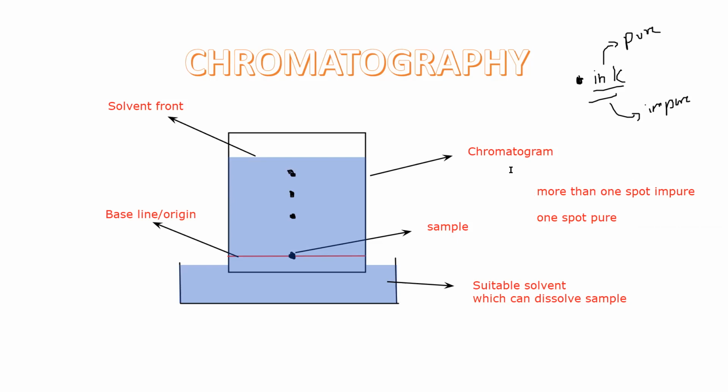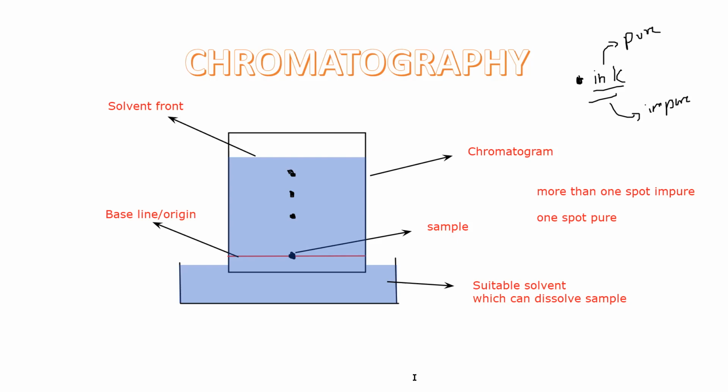We take a chromatogram, we draw a line with pencil, the origin, then we place a sample, and we place the chromatogram inside a suitable solvent. When the solvent rises on the chromatogram, it will take the sample. If we see only one spot, it means the substance is pure. If we see more than one spot, it means the substance is impure.